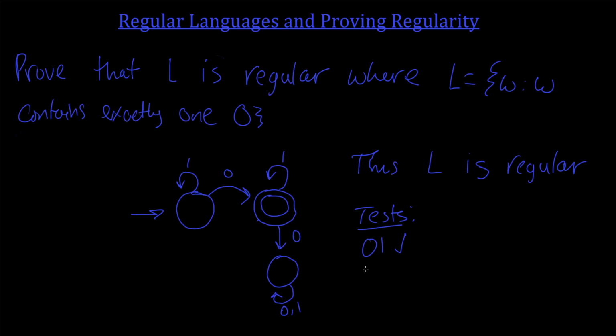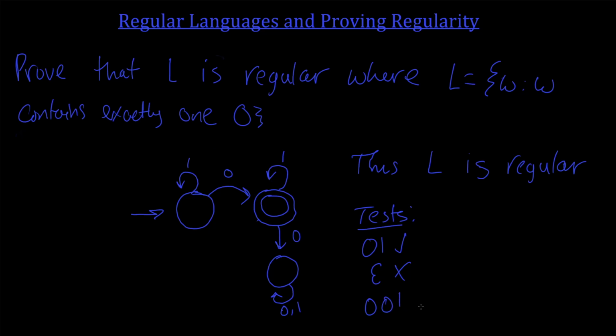Now what about a string that's not in the language? Let's try epsilon, for example. So epsilon is not in the language, so let's make sure that that holds. So we're going to start at the start state, and there are no characters to process, so we end on a reject state. So epsilon is rejected, which is what we want. Perfect.